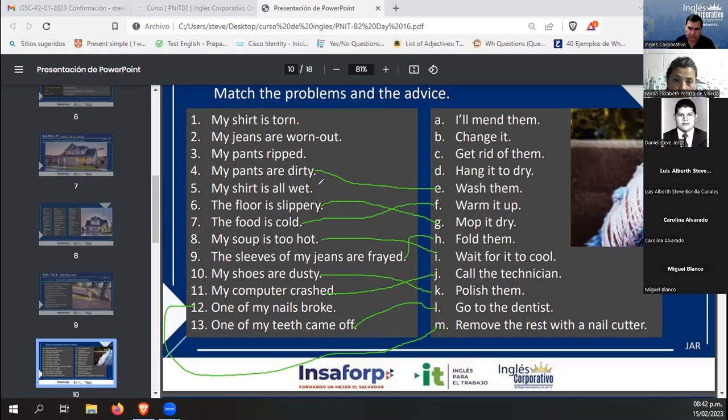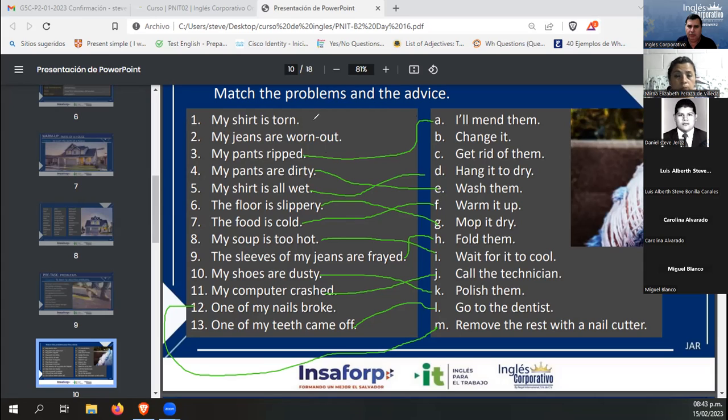Sería hang it to dry. Hang it to dry. Cuelga la camisa. Hang it to dry. Oh, sí. My pants ripped. My pants. Get rid of them. Letter A. Letter A. Okay.